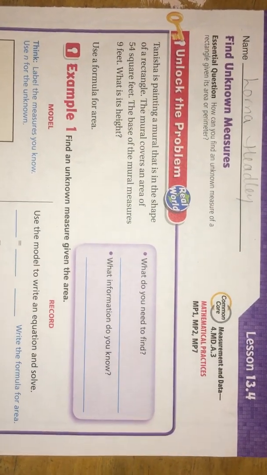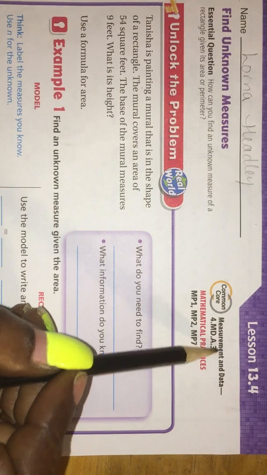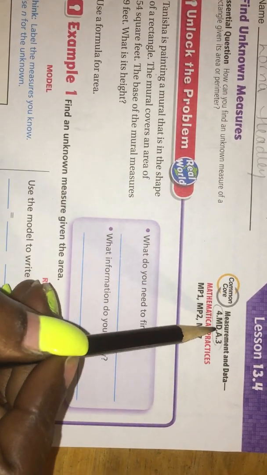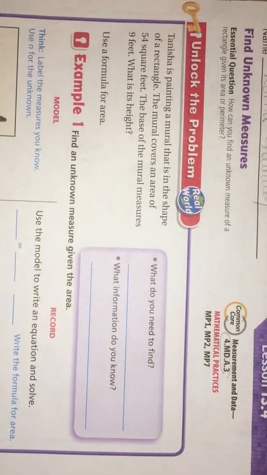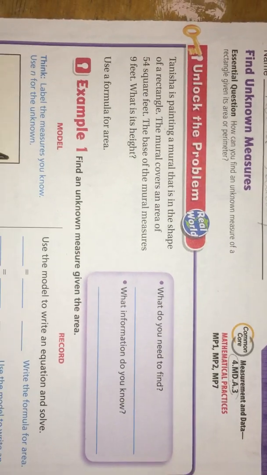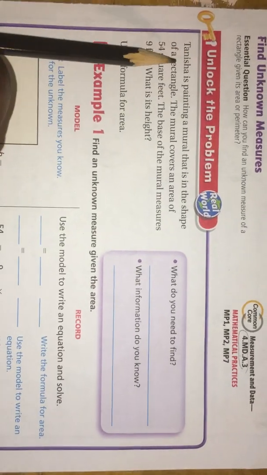Hello, fourth graders. Today we are doing another one about areas and so forth. This is find the unknown measures, and the standard is 4.MD.A.3. Good. Let's unlock the problem. We're going to make this as easy as possible for you.